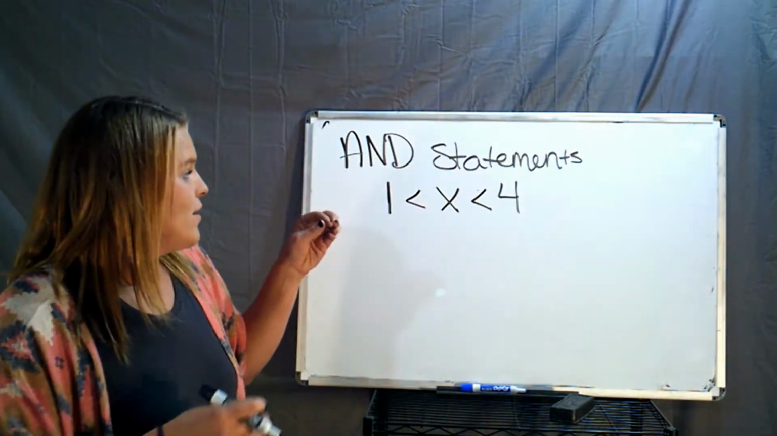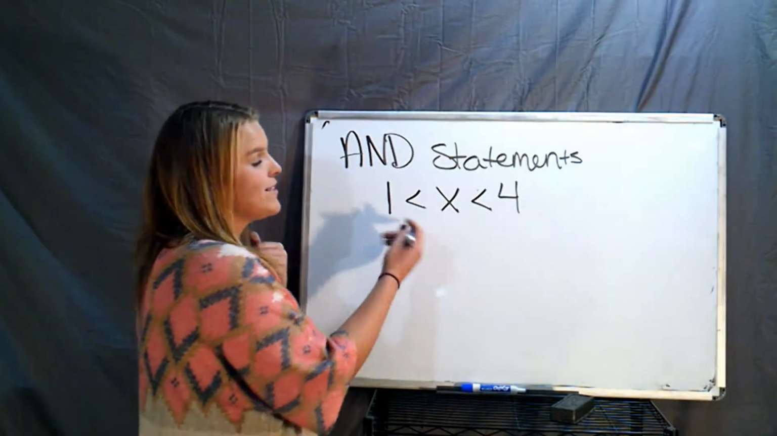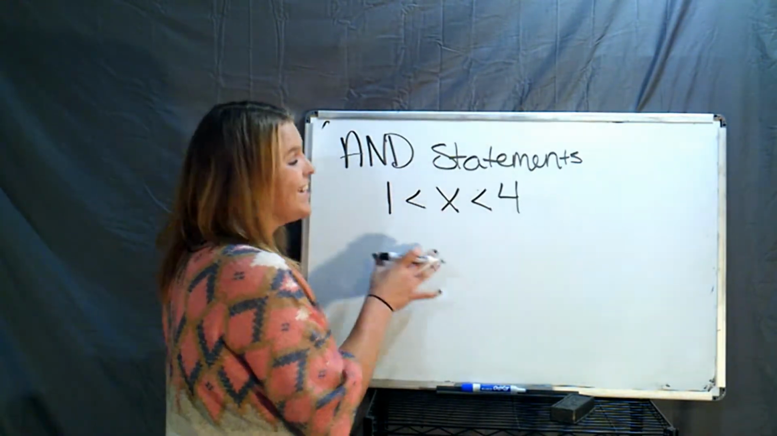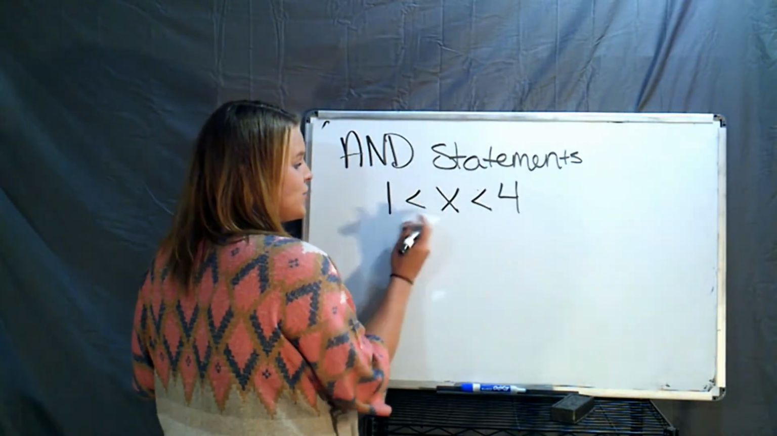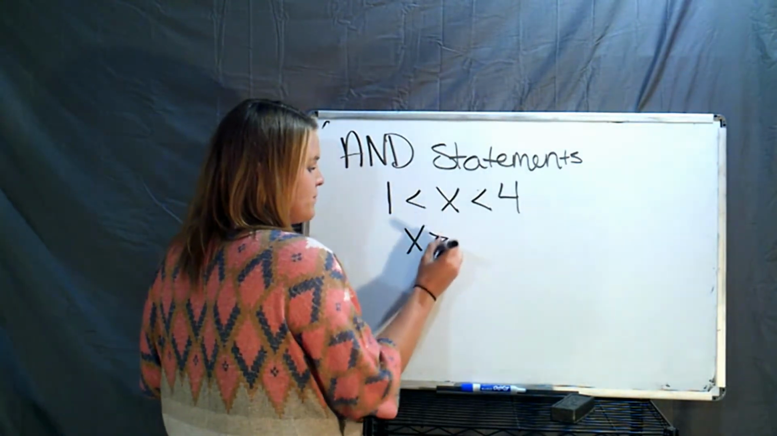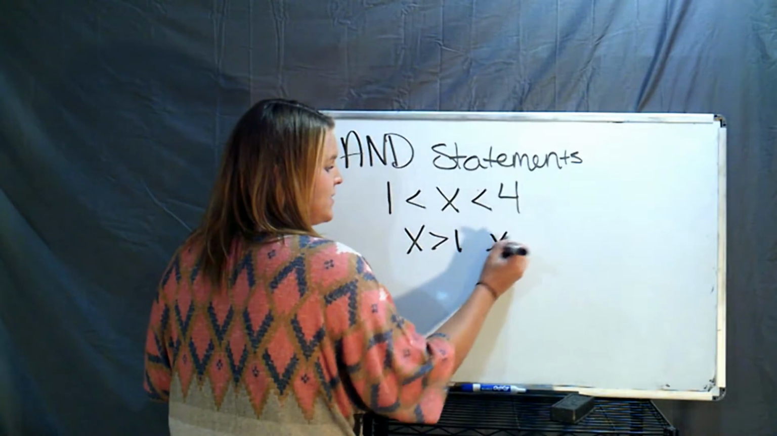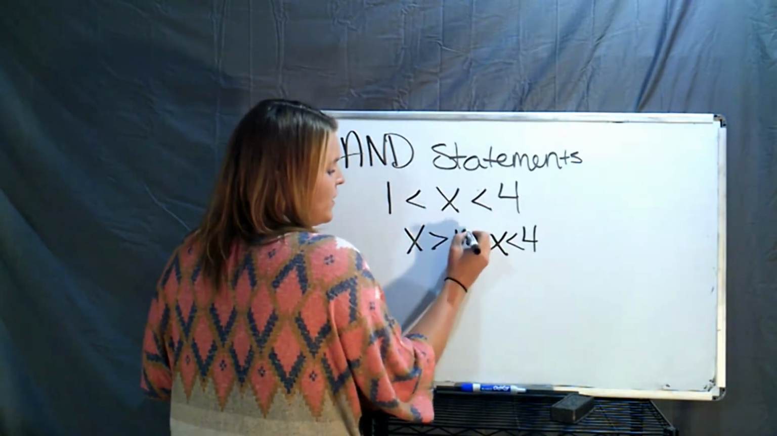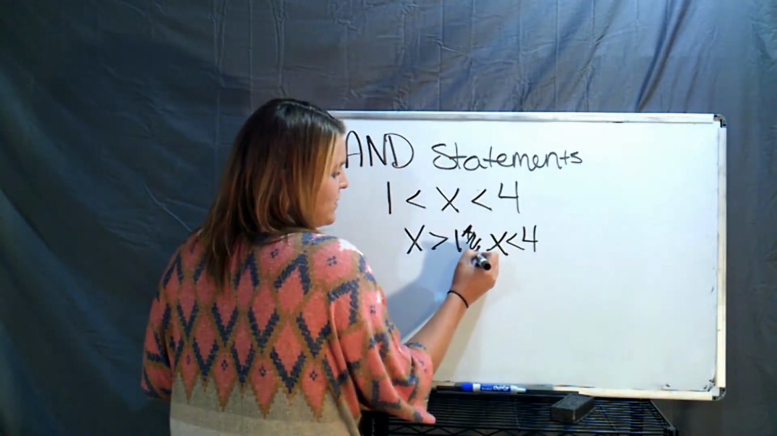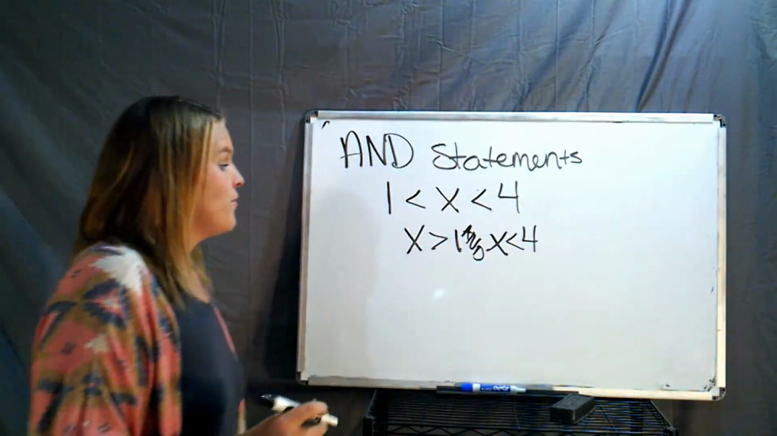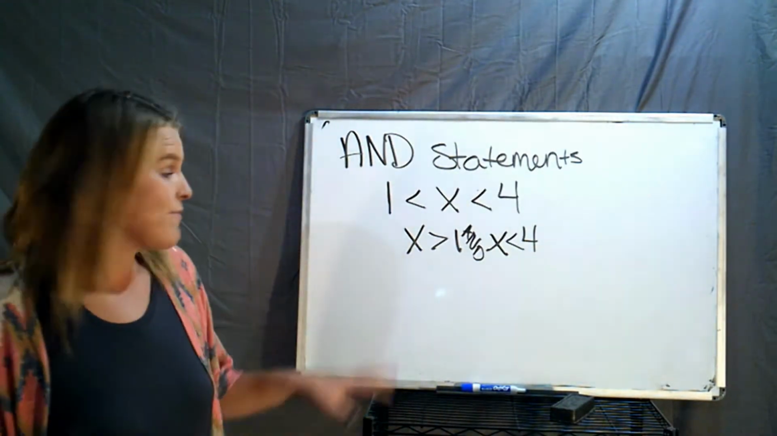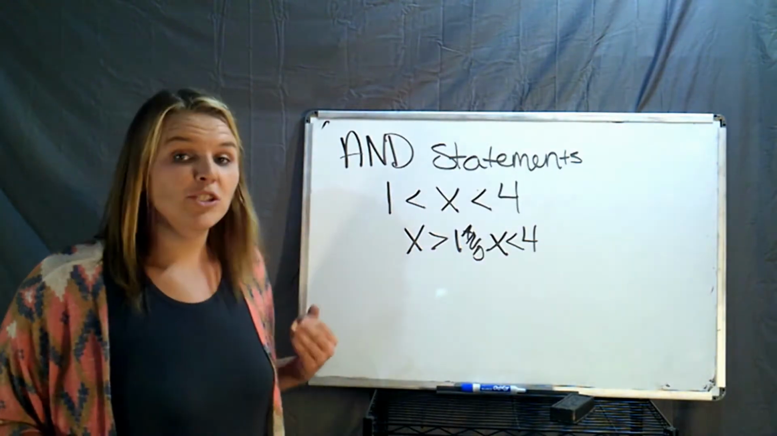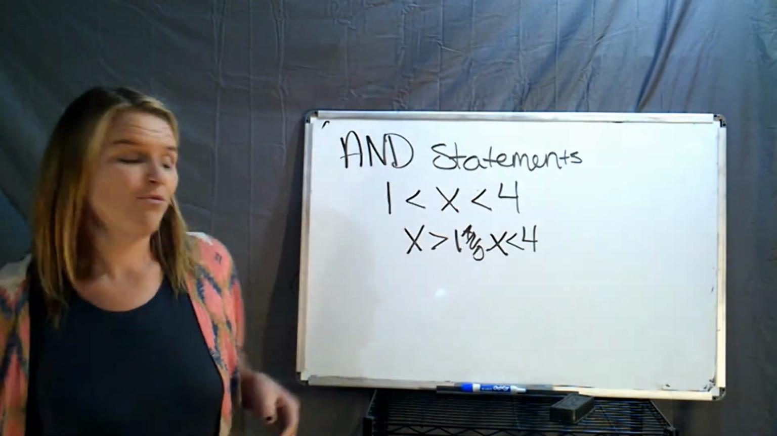Okay, sorry, back up a second. This can be broken up into two different inequalities, can't it? Because x is greater than 1 and x is less than 4. And so for an and statement, both of these need to be true. It has to be greater than 1 and it has to be less than 4.